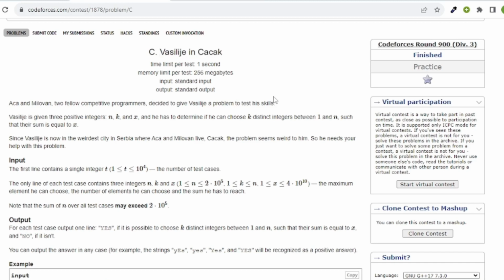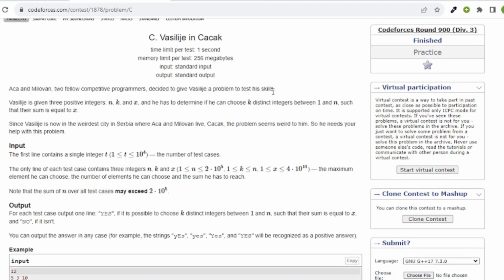So now let's move to question C, which is Vasilije in Cacak. Eka and Milovian, two fellow competitive programmers, decided to give Vasilije a problem to test his skills. Vasilije is given three positive integers n, k, and x, and he has to determine if he can choose k distinct integers between 1 and n such that their sum is equal to x. So this is the problem.